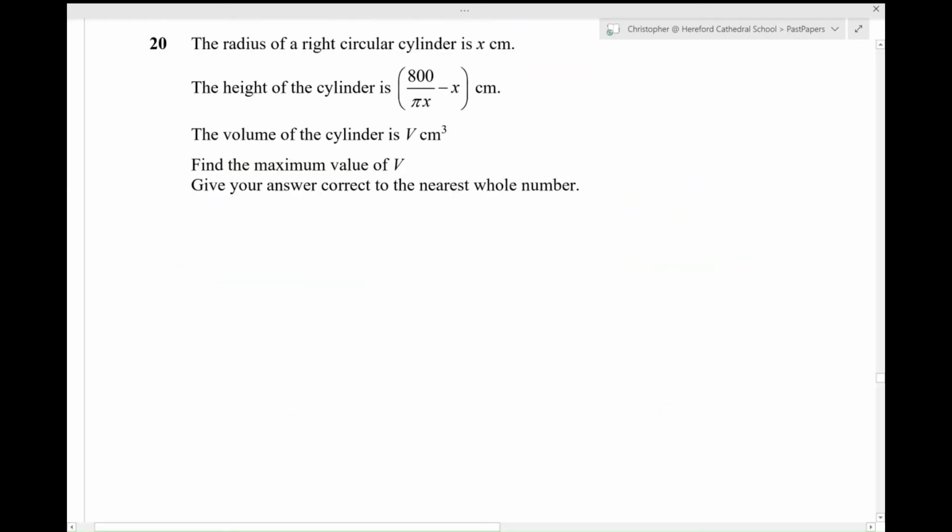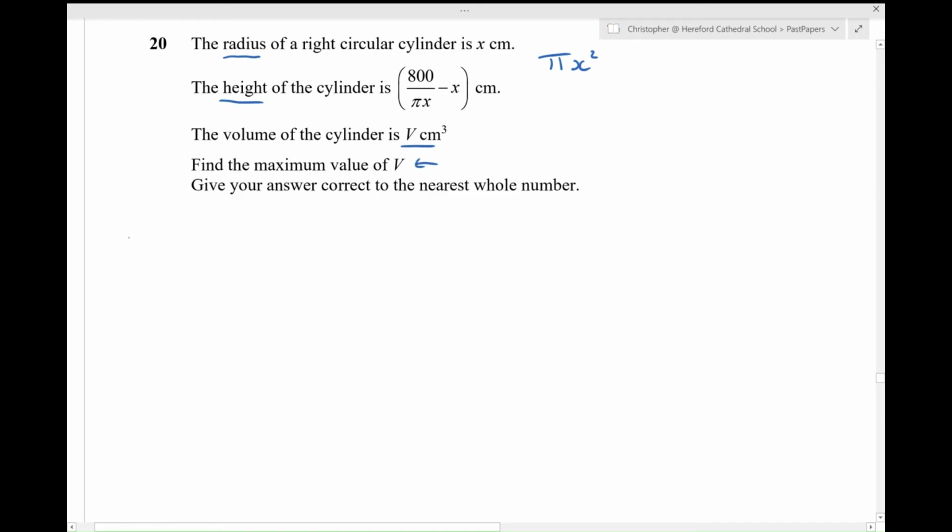Question 20. I've got a cylinder here. I'm told its radius is x centimeters, so the area of the cross-section is pi times x squared. I'm told its height, and the volume of the cylinder is to be V, and I've got to find the maximum value of the volume.